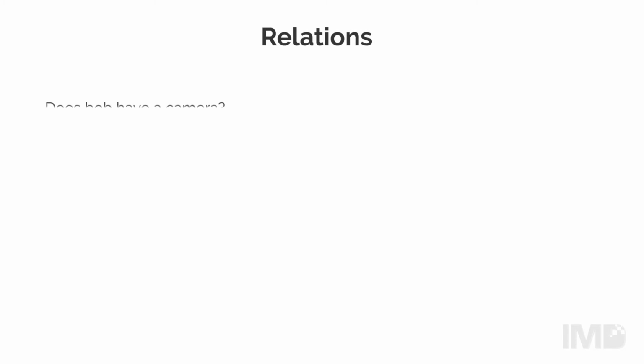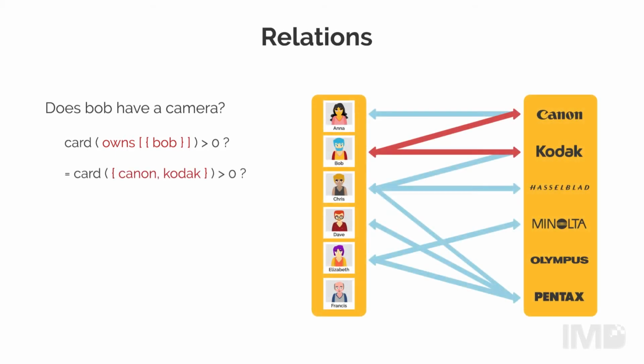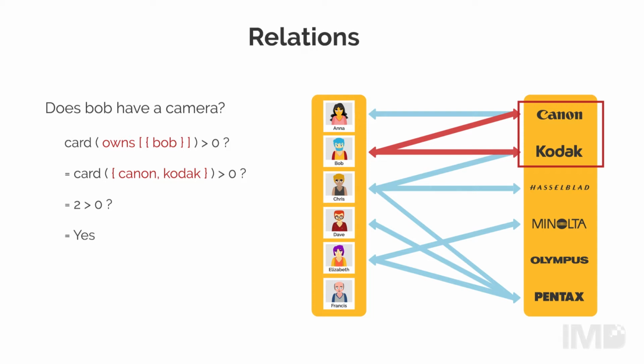The first one was, does Bob have a camera? That's the same as asking if the cardinality of the relational image of the relation ons on the set containing only Bob is greater than 0. The relational image of ons on the set containing only Bob is the set containing Canon and Kodak, and the cardinality of that set is 2, which is trivially greater than 0. So the answer to the question is yes, Bob has a camera.